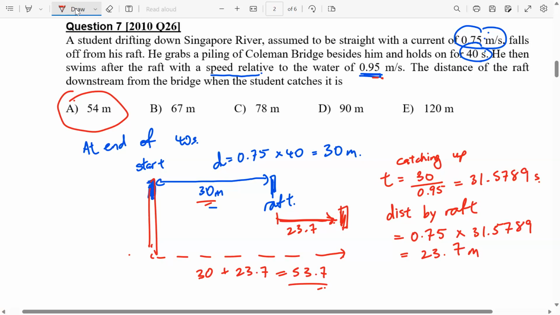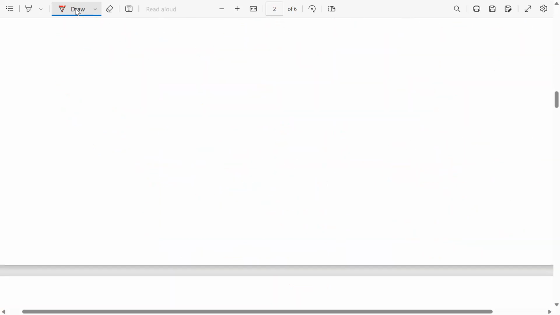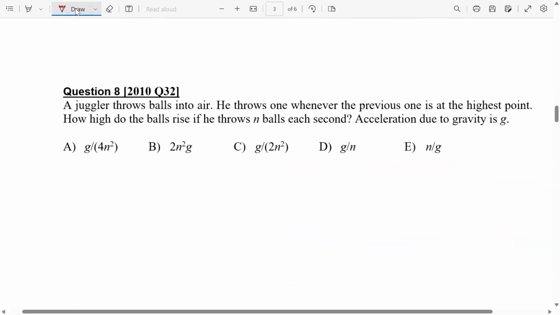Okay, next question. So the next question that was asked was question 8. A juggler throws a ball into the air. He throws one whenever the previous one is at the highest point. How high do the balls rise if he throws n balls each second? In other words, the frequency is n, or the period is 1 over n, which means that the time it takes for the ball to go to the highest point is going to be 1 over n. Because he throws one whenever the previous one is at the highest point.